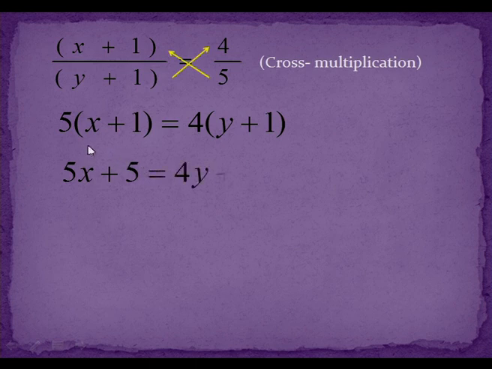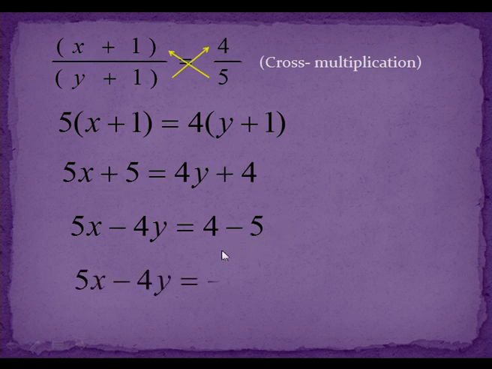Then we open the brackets by multiplying 5 times of (x plus 1) as 5 into x gives me 5x, 5 ones are 5, and 4 times of y gives me 4y, 4 into 1 gives me 4. So, we get 5x plus 5 is equal to 4y plus 4. Let us transpose the terms. 5x minus 4y is equal to 4 minus 5. We are bringing this plus 4y from RHS to LHS and we get minus 4y, and we are bringing this plus 5 to the other side, it becomes minus 5.